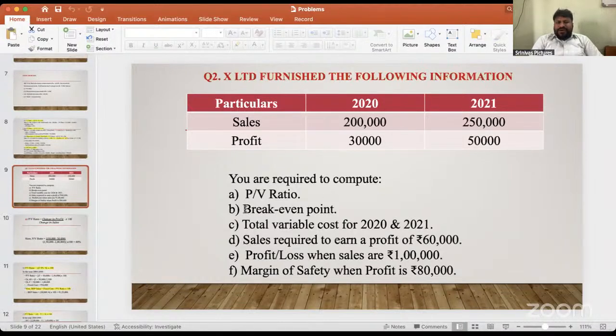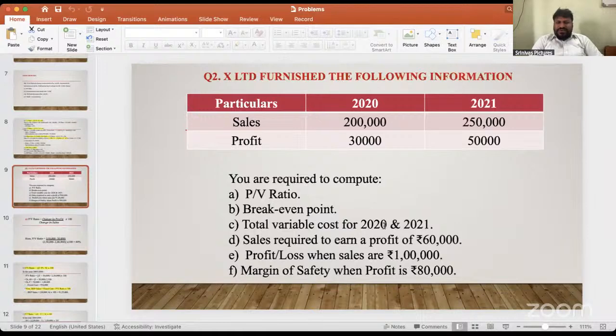Now the break-even point you can calculate: 50,000 divided by the PV ratio. 50,000 divided by PV ratio of 40% gives 1,25,000. That is the break-even sales for the year 2020. So the minimum break-even sales is 1,25,000.